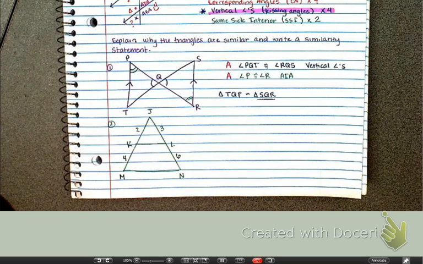Okay, group A. What are you choosing? Which one of the 3? You can choose angle, angle. You're choosing angle, angle. Okay, group B, what are you choosing?